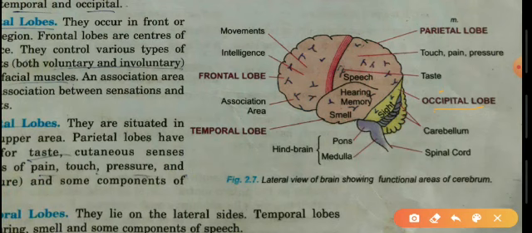The third part of the forebrain is the diencephalon, which lies at the inferior side of the cerebrum. It is the site of hunger, thirst and sleep. So these are all the three parts of the forebrain which are involved in various functions.